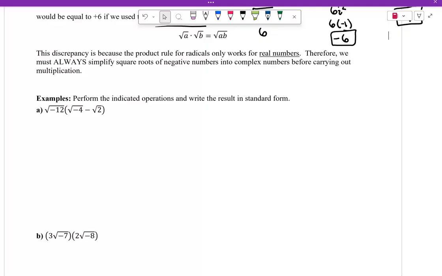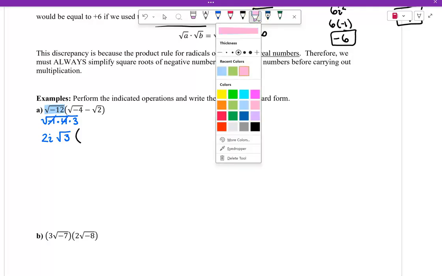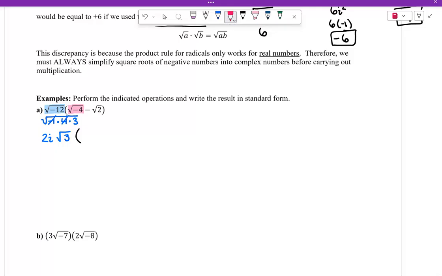What I'm going to do is go ahead and just simplify them. So I think I'm going to start here. This would simplify to the square root of a negative 12. Now, 12 can be divided by 4, and then a 3 would be left behind. Okay? So the square root of 4 is 2, square root of a -1 is i, and then square root of 3 is left behind. Then we have the square root of a -4. Square root of a -4 would be 2i, and then minus square root of 2.